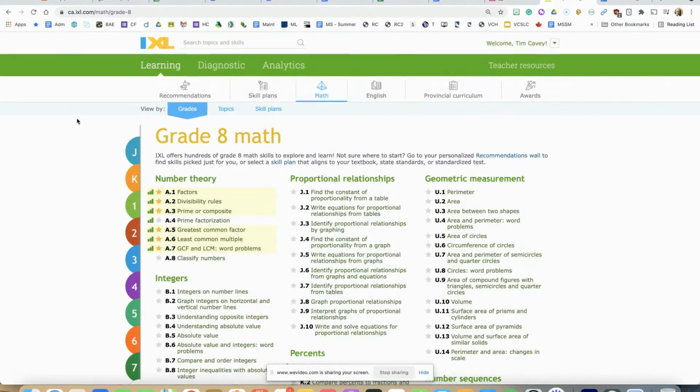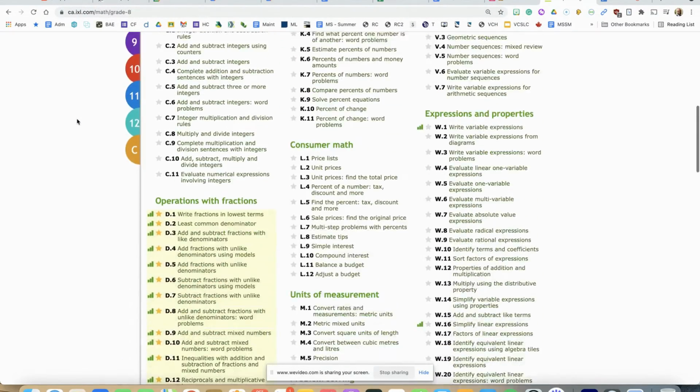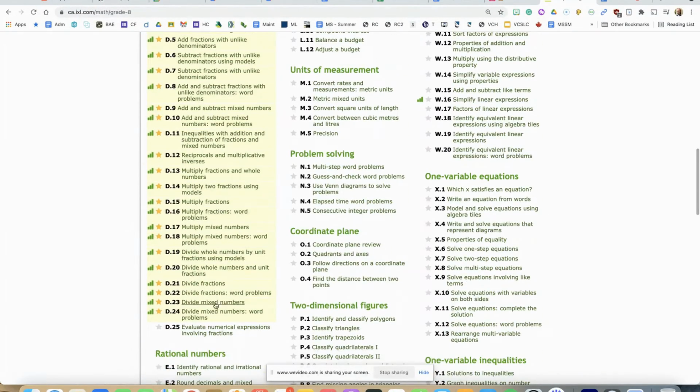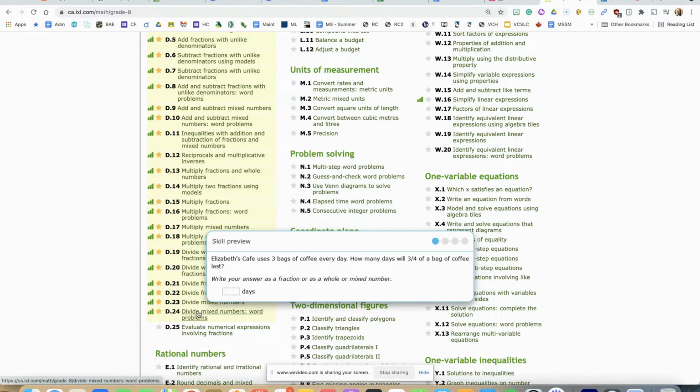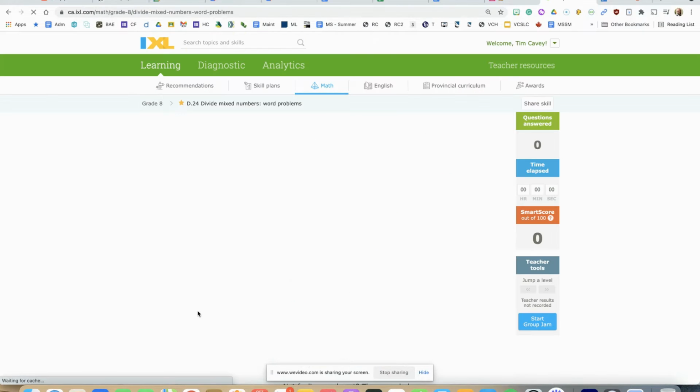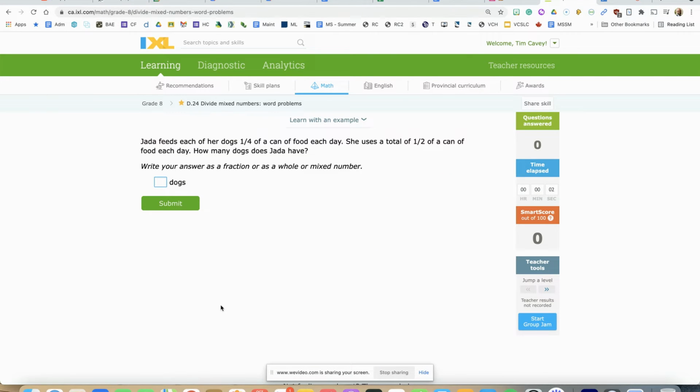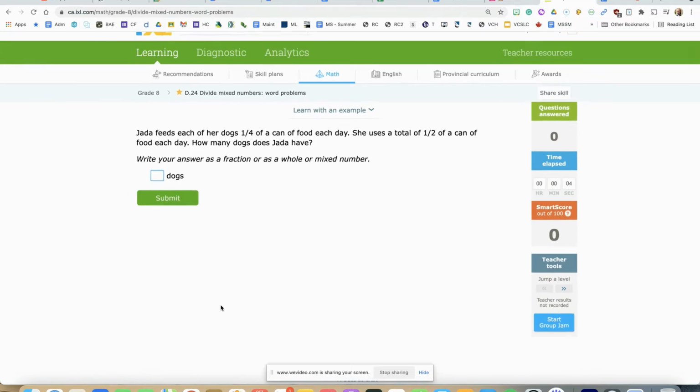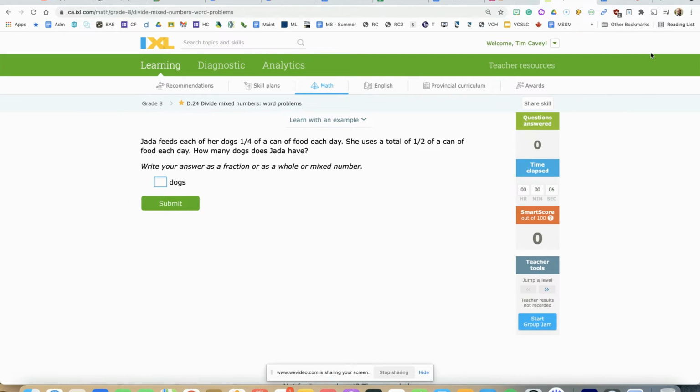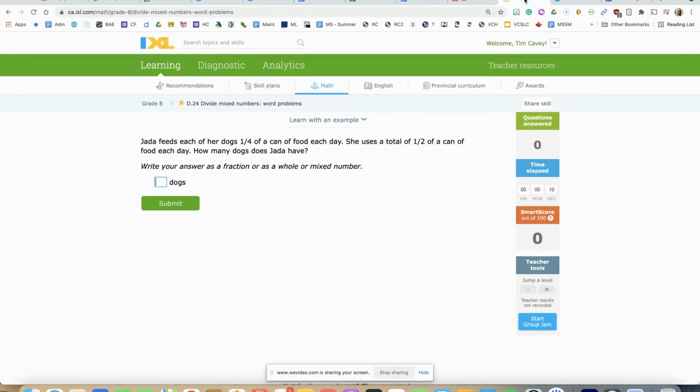A particular learning activity in grade 8 math in IXL, and that is D.24, divide mixed numbers word problems. So let's take a look at D.24. And if I need to, I'm going to open up Jamboard. Let's open up a Jamboard and work through some problems.